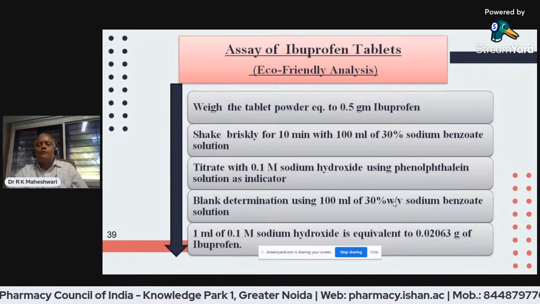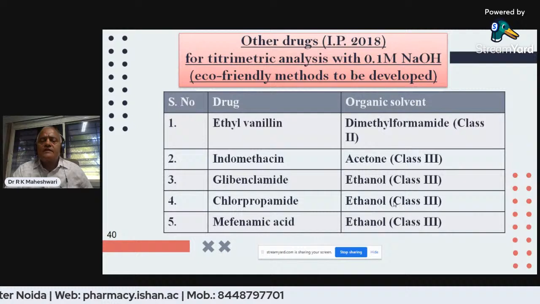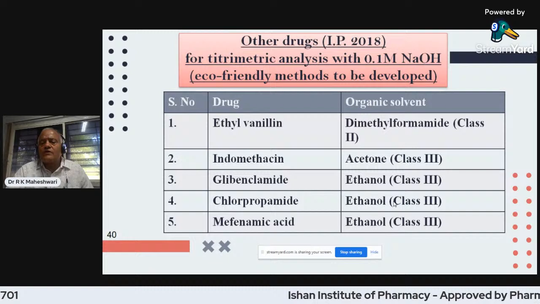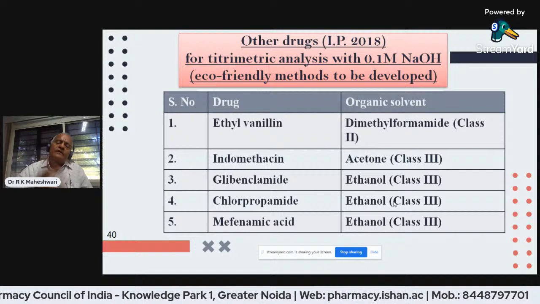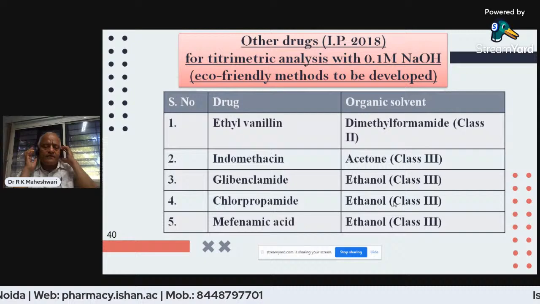by titrating with sodium hydroxide. Other drugs which can be titrated using this eco-friendly method: ethyl vanillin involves use of DMF, and this DMF can be replaced by hydrotropic solution. Indomethacin requires acetone, and acetone can be replaced. Glibenclamide, where ethanol is involved, ethanol can be replaced. Glibenclamide ethanol can be replaced by other hydrotropic solution. Mefenamic acid ethanol can be replaced by hydrotropic solution.